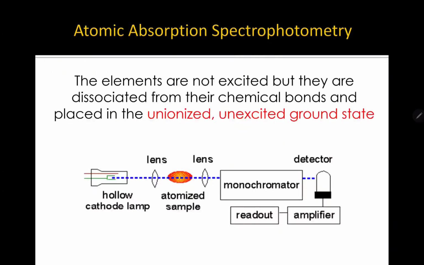Okay. In atomic absorption spectrophotometry, remember that the elements are not excited, but they are dissociated from their chemical bonds. So this is very, very different from your flame emission spectrophotometry. Remember, when excited, it is flame emission. When there is no excitement, when our electrons are unexcited, unionized, they use atomic absorption spectrophotometry. So how does that happen? So you have the absorption of radiation from the light source by the atom. The ground state atoms absorb light energy of a specific wavelength as they enter the excited state.